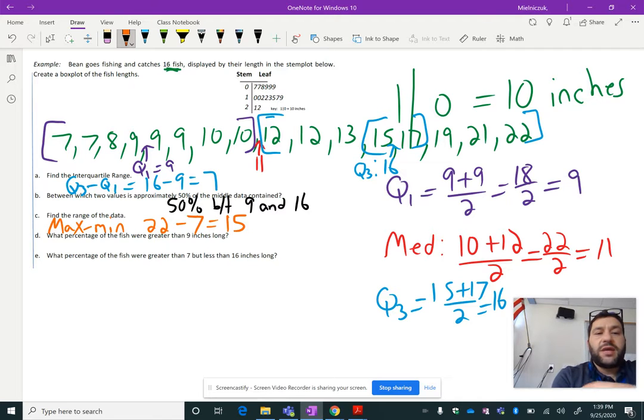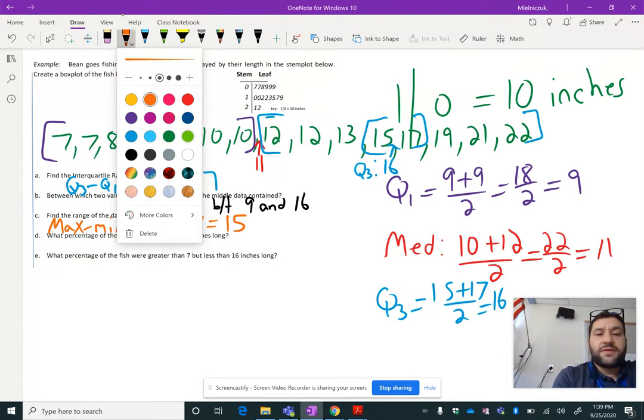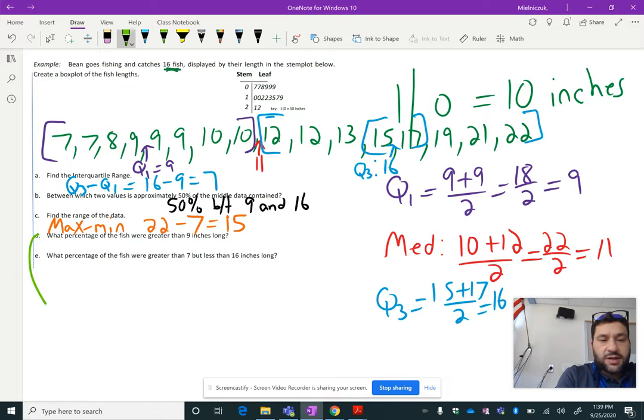What percentage of the fish were greater than 9 inches long? Well, for part D, we know that we have 16 values. Okay, how many are greater than 9? Let's see. 1, 2, 3, 4, 5, 6, 7, 8, 9, 10. So 10 out of 16 of them would be greater. 10 out of 16 is 5 out of 8.